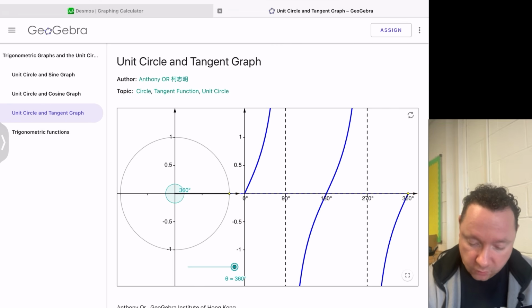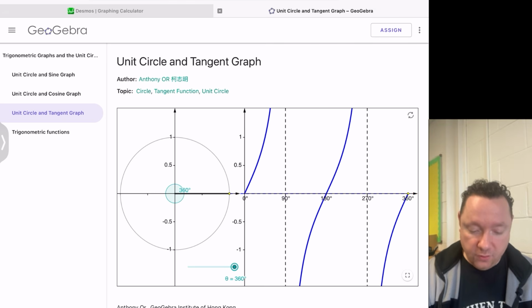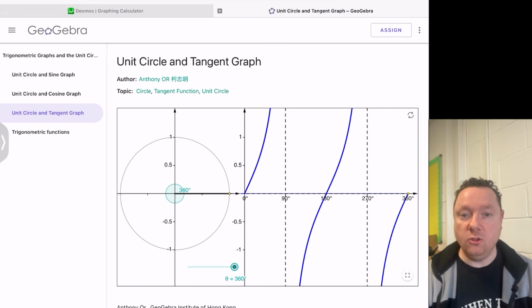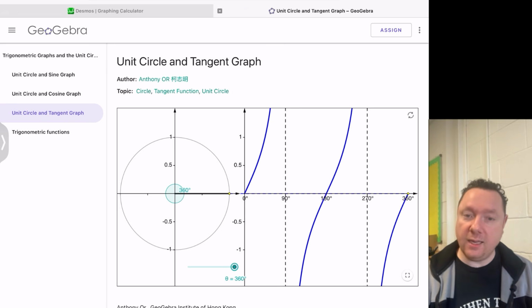And you might be wondering, well, what are all these dotted lines? Well, at 90, the sine of 90 is 1, but the cos of 90 is 0, and you can't divide by 0, so you can't draw it, so that becomes an asymptote, and the same thing happens at 270. That's why the tan graph looks a bit weird.